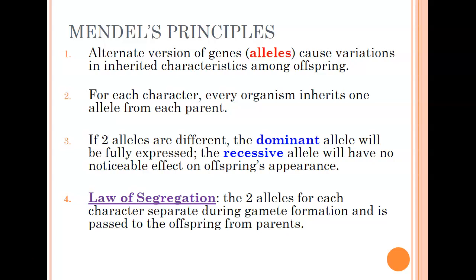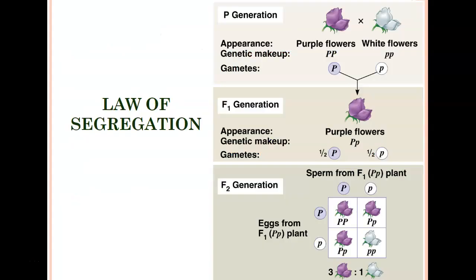So if you think about meiosis and what happens, the chromosomes separate randomly, and those can get passed from parent to offspring.